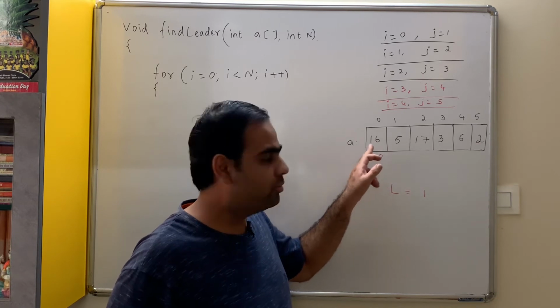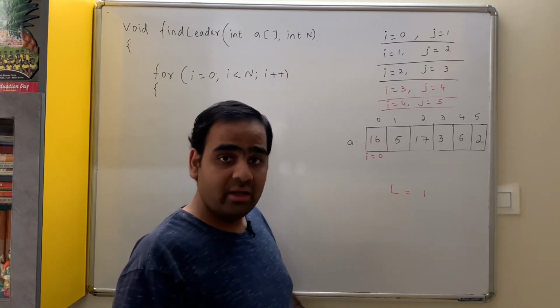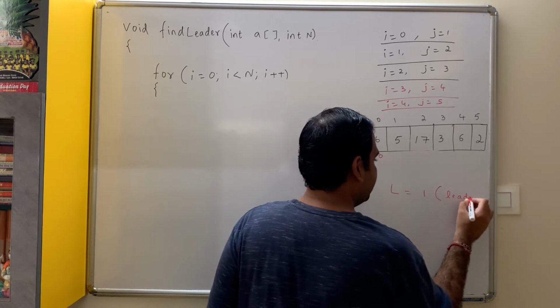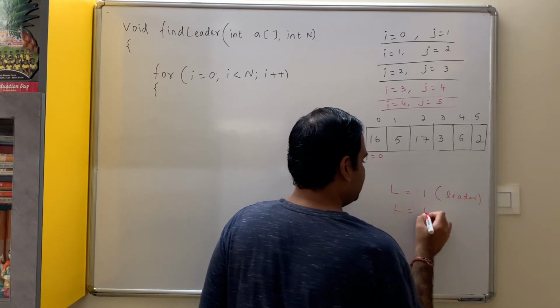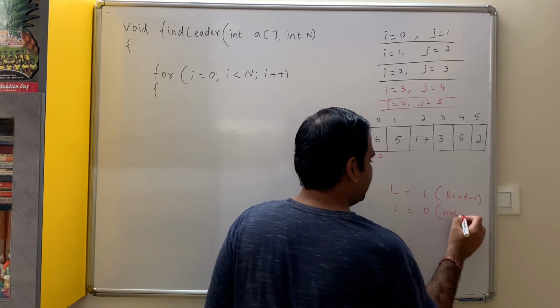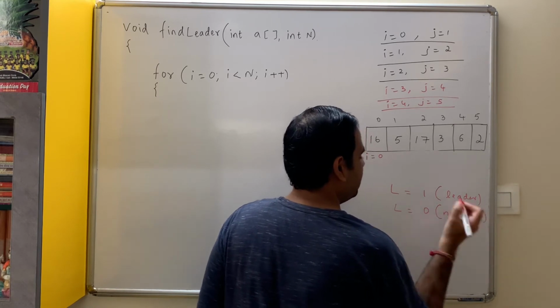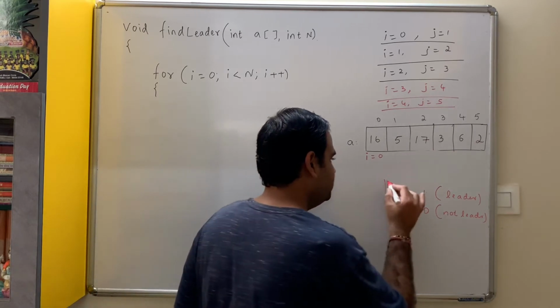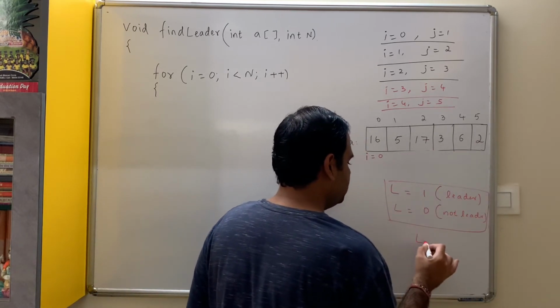I equal to 0 means 16 is leader. Is that okay? L equal to 1 means that particular element is leader, and if I say the value of L is 0, it means that particular element is not a leader. That is our assumption, and from this we are going to solve the question.